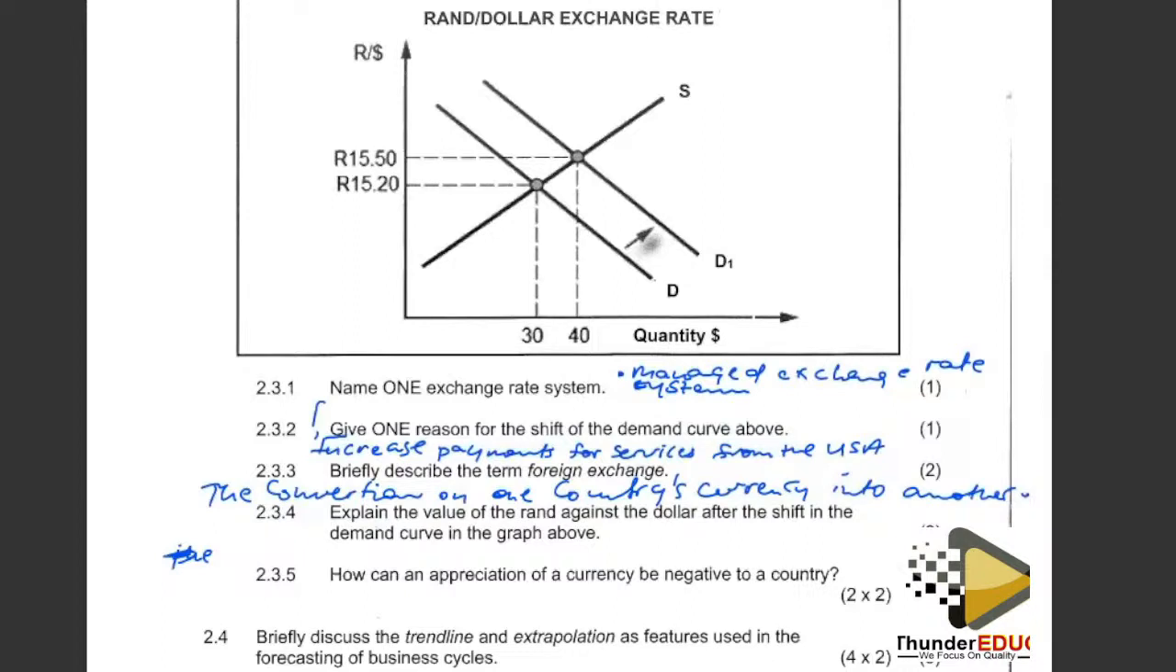In the graph above, we have the rand, and the rand has actually decreased in value against the dollar, and also the rand has depreciated against the dollar. So in this regard, we are saying that we have the rand has decreased in value against the dollar.